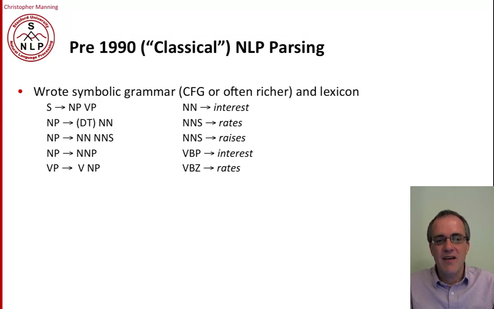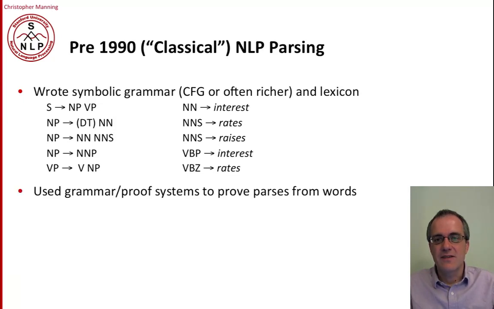Well, the classic way of parsing, by which I mean before 1990, was that people would write a grammar, which might be a phrase structure grammar or context-free grammar. Those two terms are equivalent. Or it might be in a more complex format, and a lexicon, so something like this baby example that I've shown here. And once you had a grammar of that sort, you could then use a grammar parsing system or a proof system to find allowed parsers for a string of words.